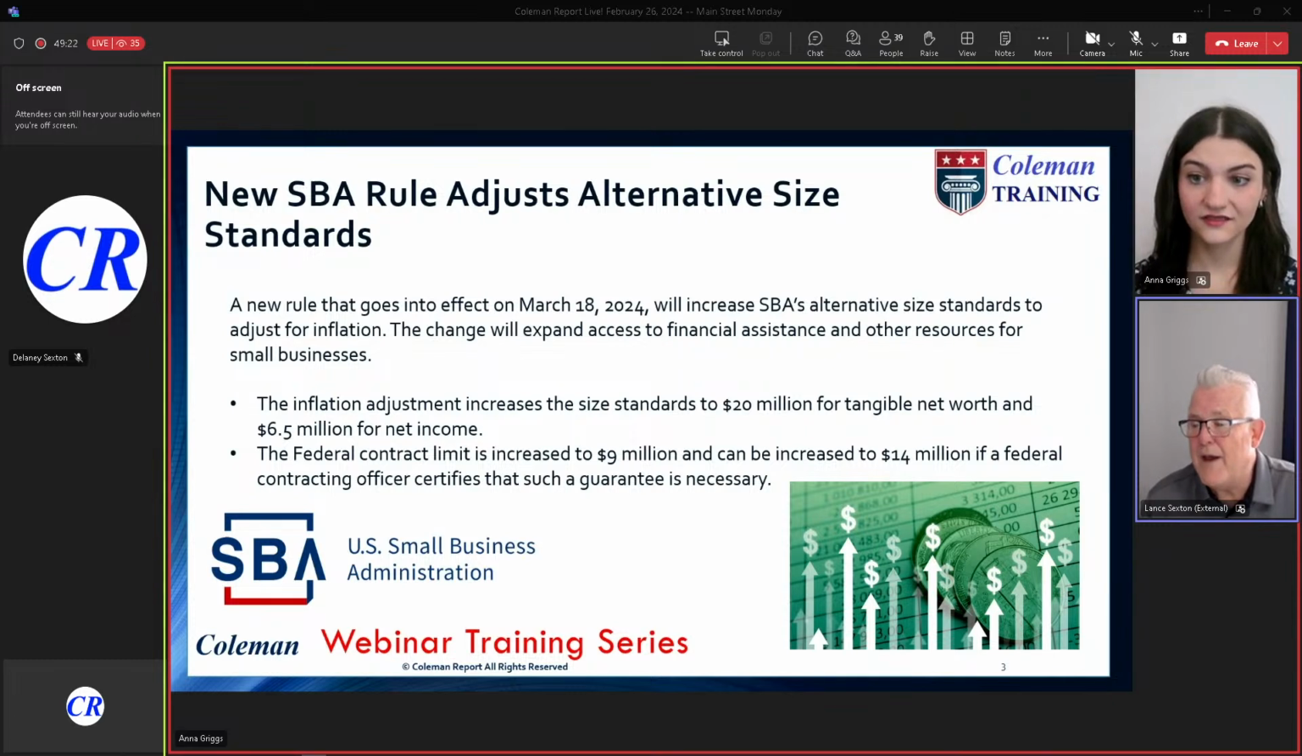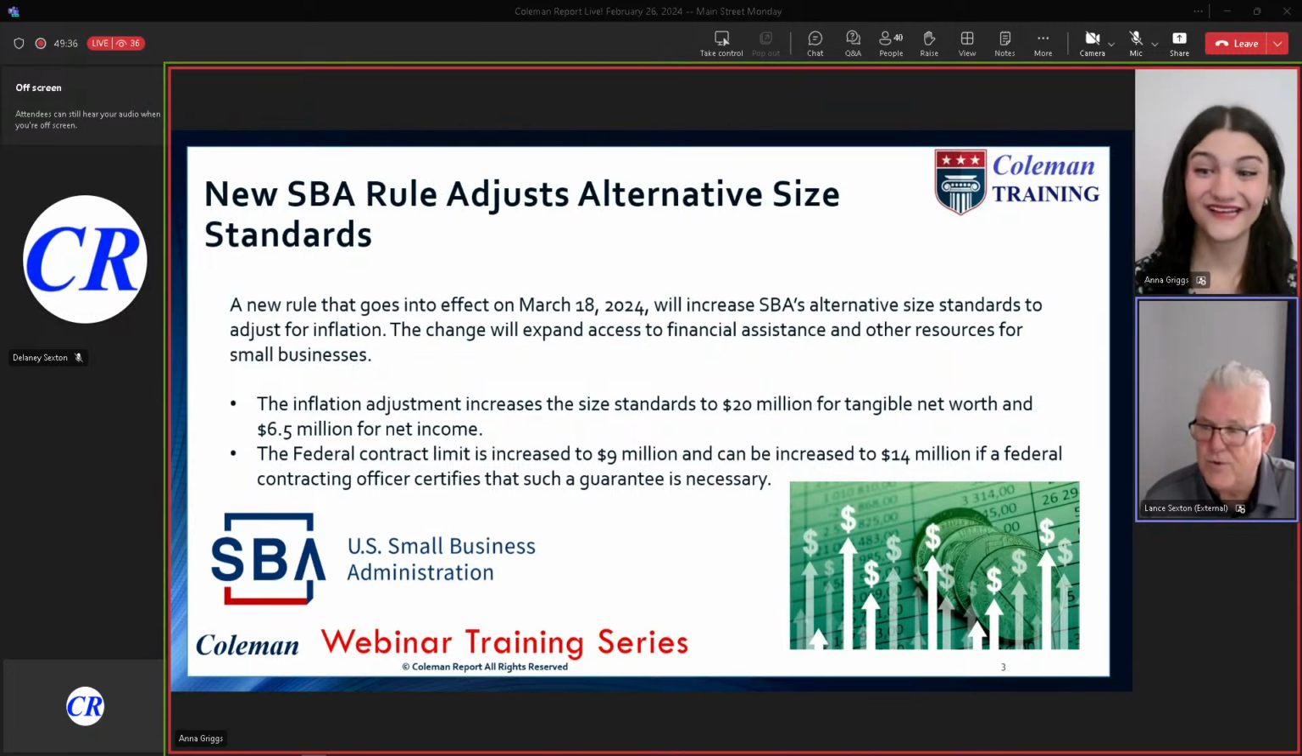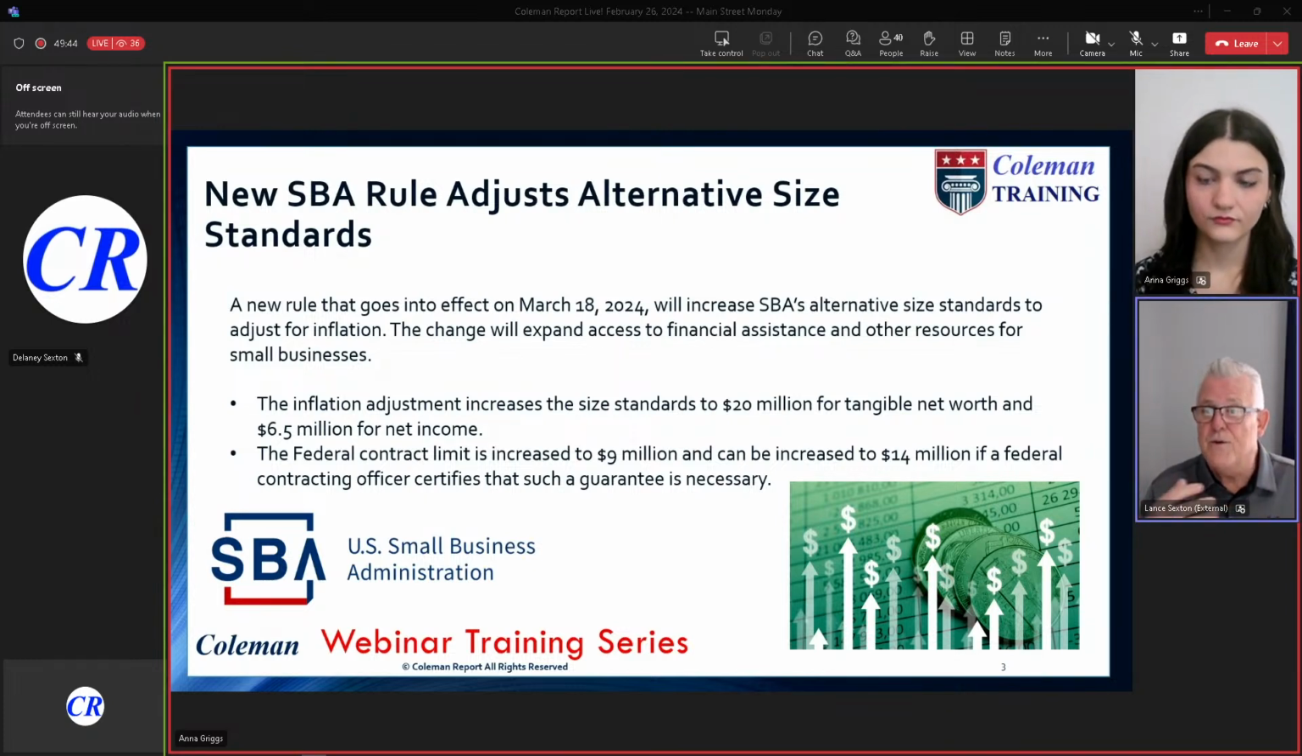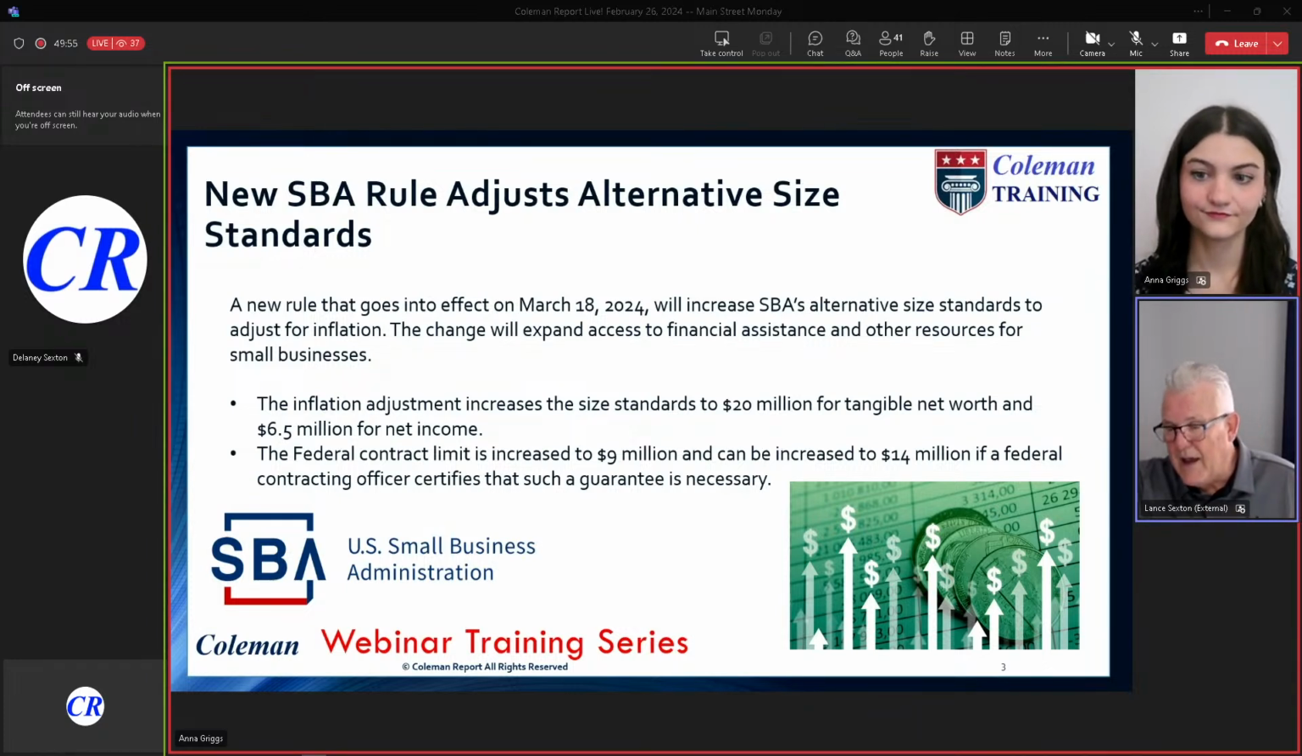Manufacturing companies, Anna, typically are based on the number of employees. And I found it interesting, there's some manufacturers that can have up to 1,500 employees and still be considered small and eligible for an SBA loan. Wholesale companies, it varies. And guys, all these standards are based on the NAICS code of the company that's applying. And the size determination is made at the point of application. It's not made after the loan is closed. It's not made 6 months prior to the time when they submit the application.